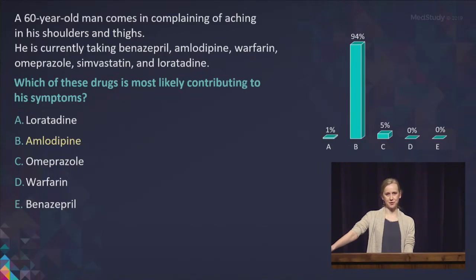Which of these drugs is most likely contributing to his symptoms? Good job, guys. Amlodipine and simvastatin, right? We're never going to forget it.